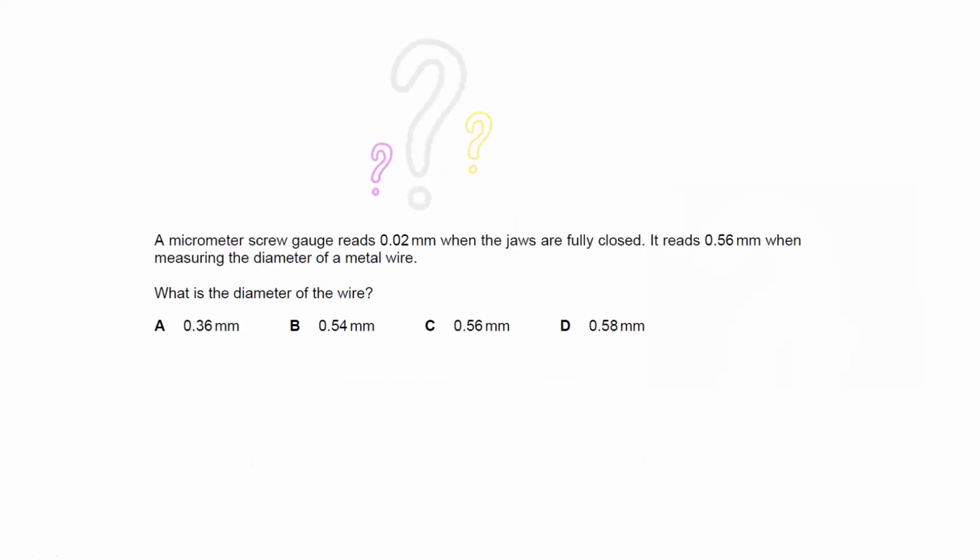Another question. A micrometer screw gauge reads 0.02 when the jaws are fully closed. So there is a zero error which is 0.02. It reads 0.56 when measuring the diameter of a metal wire. What is the diameter of the metal wire? So the 0.02 reading was there when nothing was placed, and then we place a metal wire and measure its diameter, it comes out as 0.56. So what could be the right answer and what is the diameter of the wire?